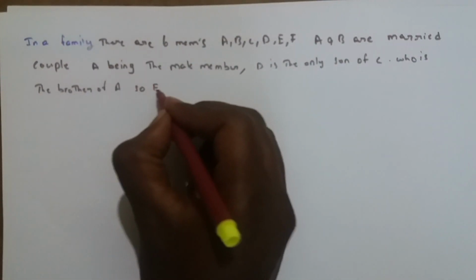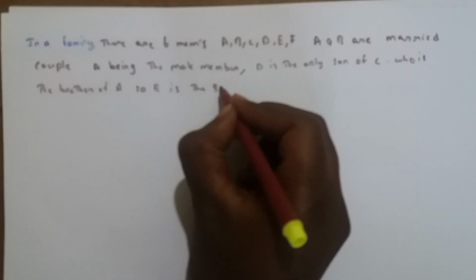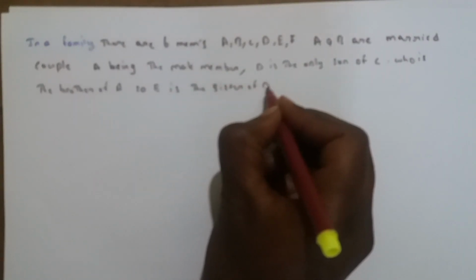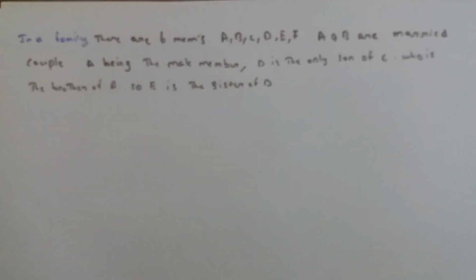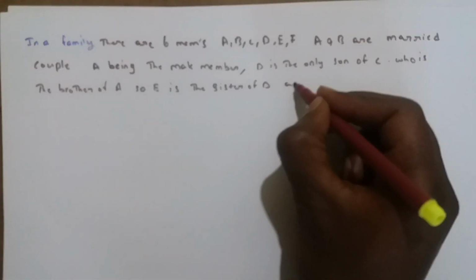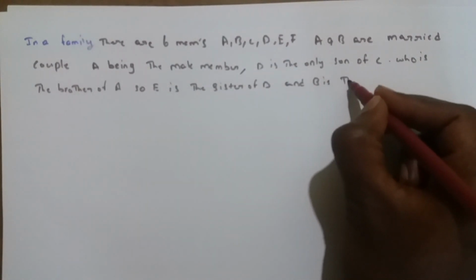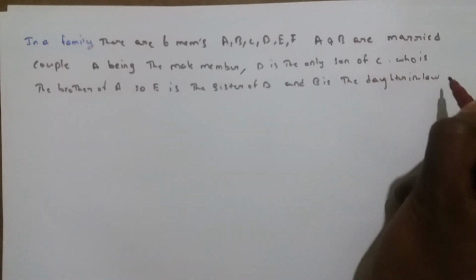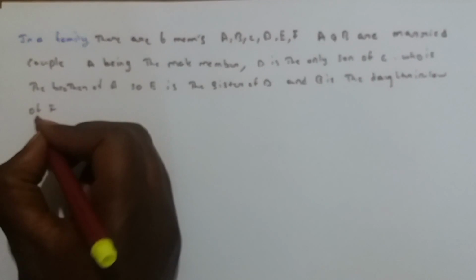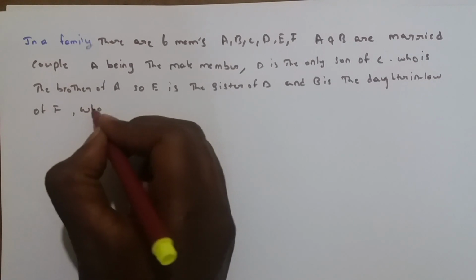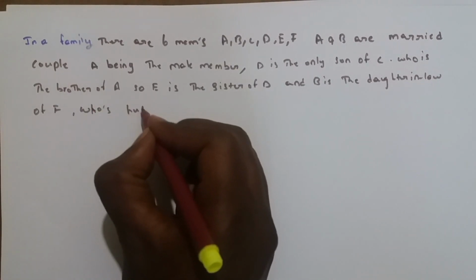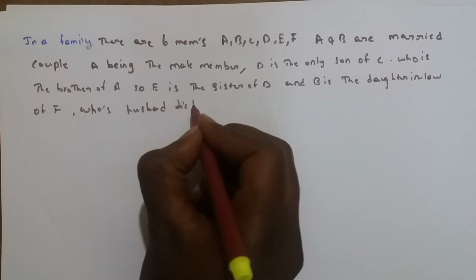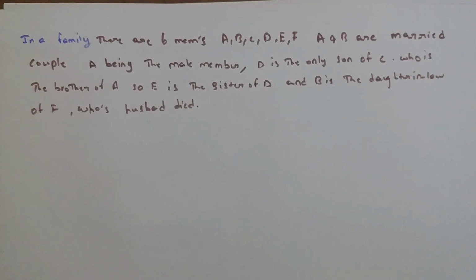E is the sister of D, and B is the daughter-in-law of F, whose husband died.